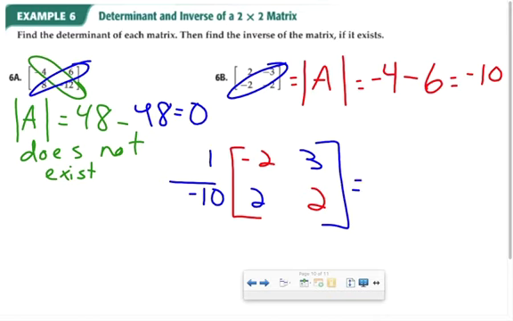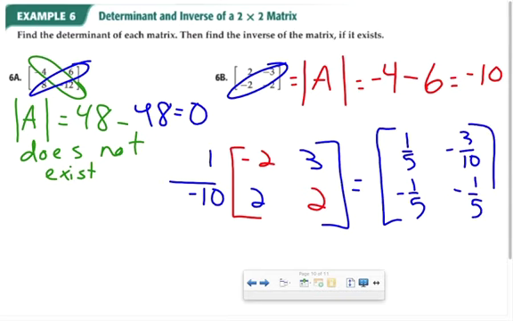So that gives us 1/5, -3/10, -1/5. This isn't a negative sign, by the way. And -1/5.